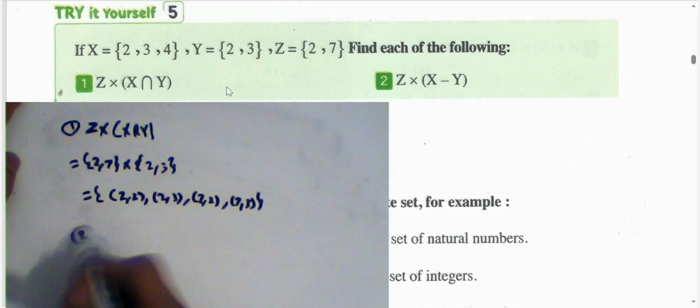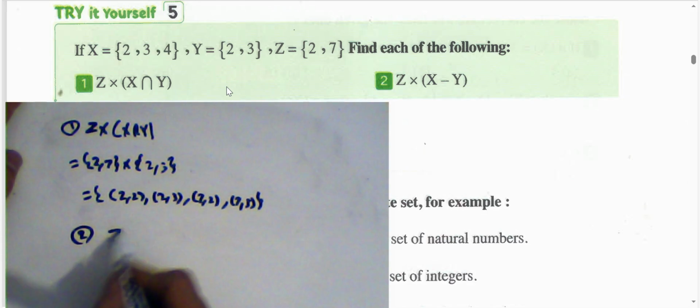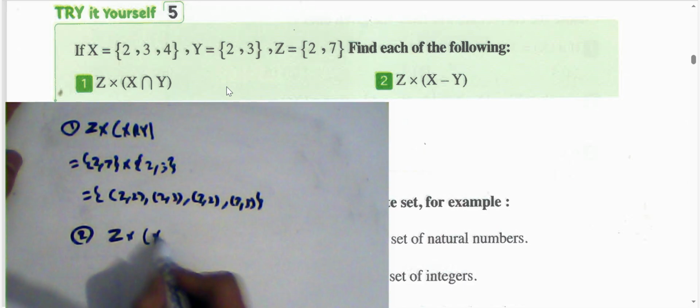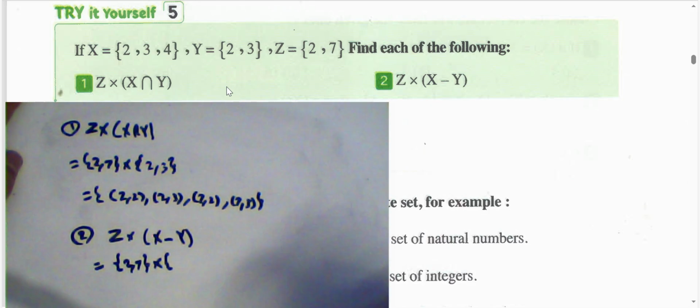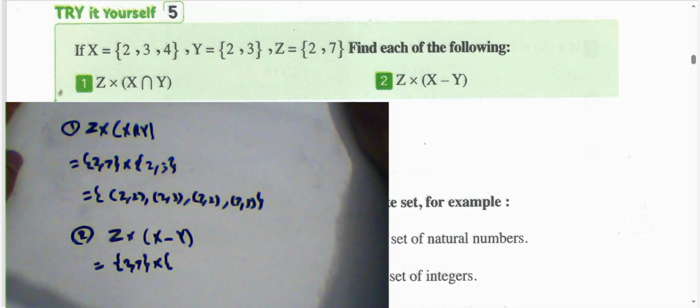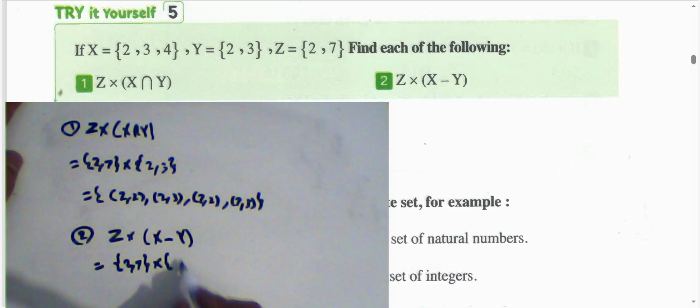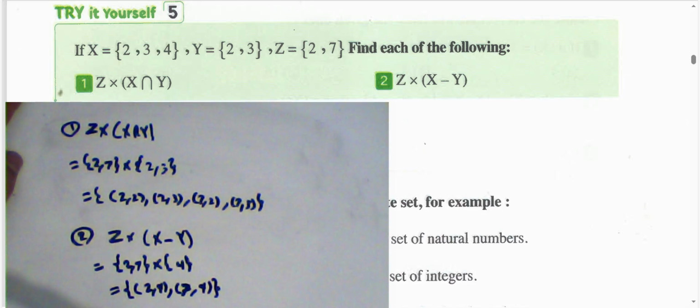This is question number 2. Question number 2 is Z Cartesian product with x minus y. Z equals 2 and 7. x minus y, x difference y, the elements of x not in y. We have only 4 as an element. Then we can write the elements here: 2 with 4 and 7 with 4.